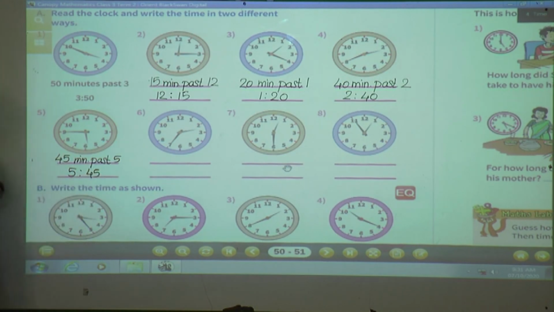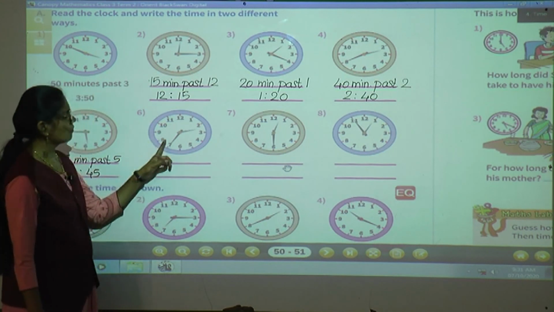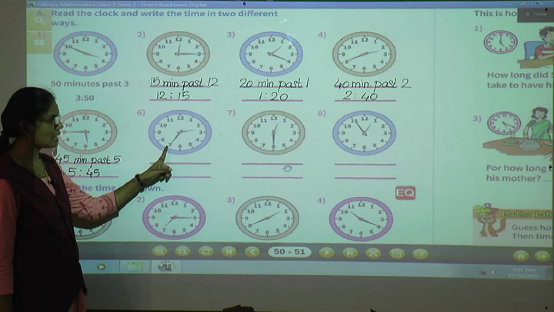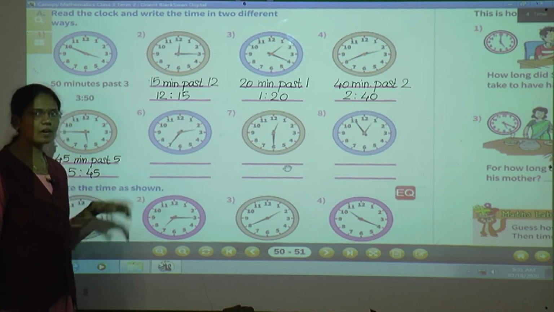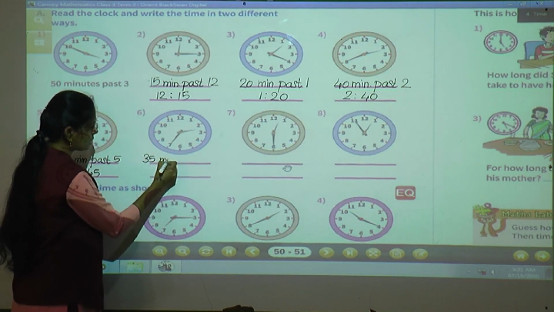5:45. How will you read this time? 45 minutes past 5 means 5:45. Next, see here. First you have to see the minute hand. The minute hand is on 7. So what you have to do? 7 into 5. 7 5s are 35. So here we'll write 35 minutes past.